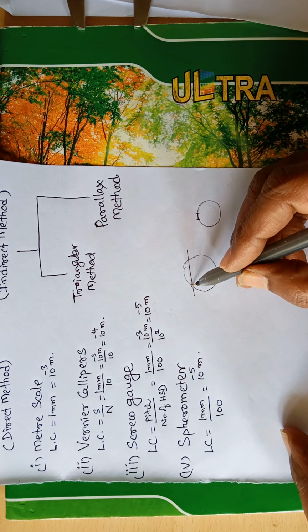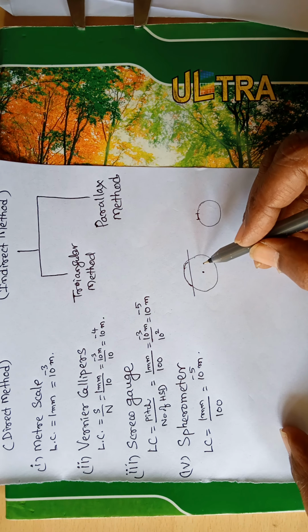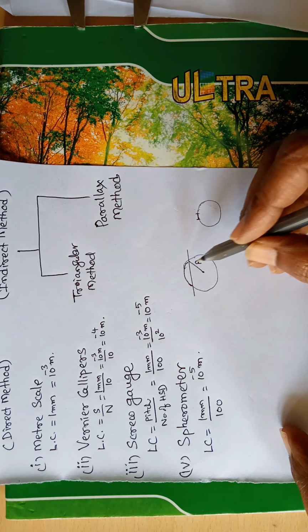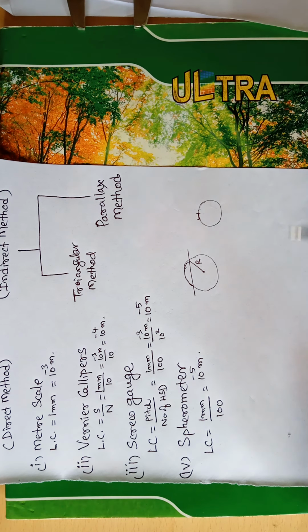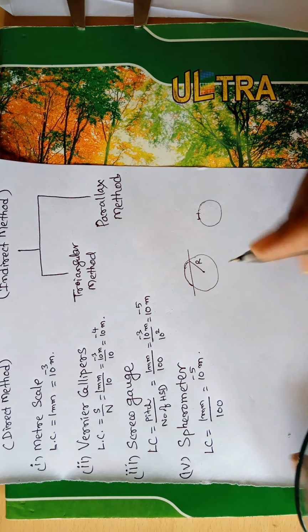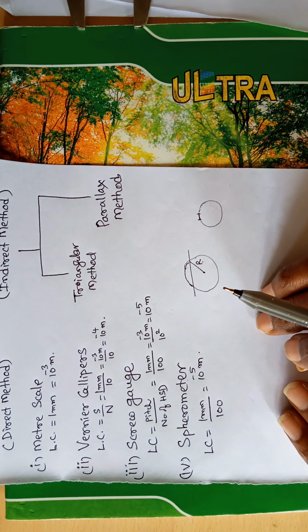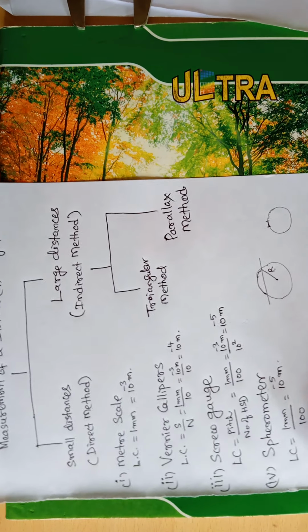And this is the center. The distance between the center and the circumference is the radius, and this is called the radius of curvature. If a watch glass is given, you can find the radius of curvature using the spherometer. This is also there in your lab, in your practicals. Now you have some idea how small distances are measured. Now let us go to the large distances.